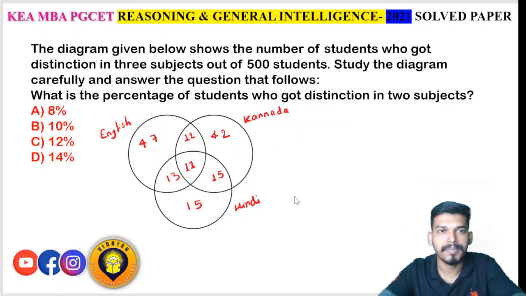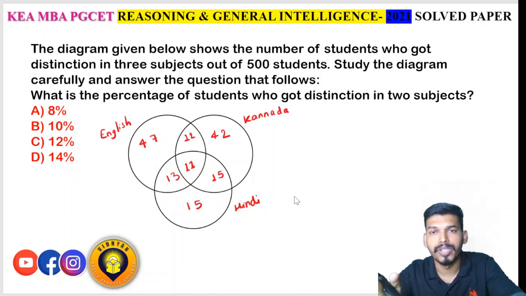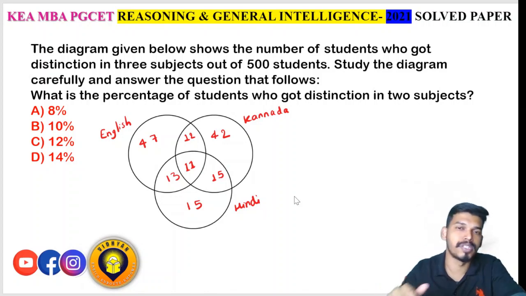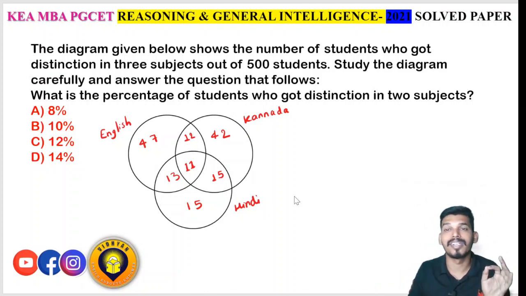Next one. The diagram given below shows the number of students who got distinction in 3 subjects out of 500 students. So the Venn diagram shows students who got distinctions. Then what is the percentage of students who got distinction in 2 subjects? Who got distinction in 2 subjects?